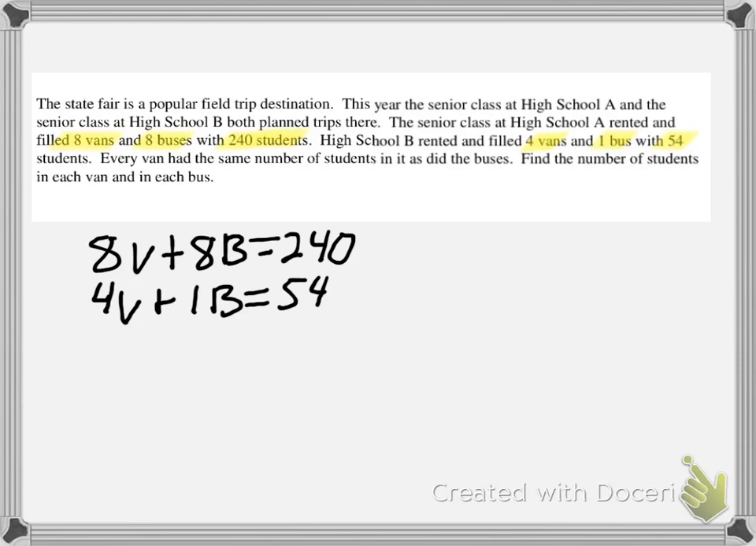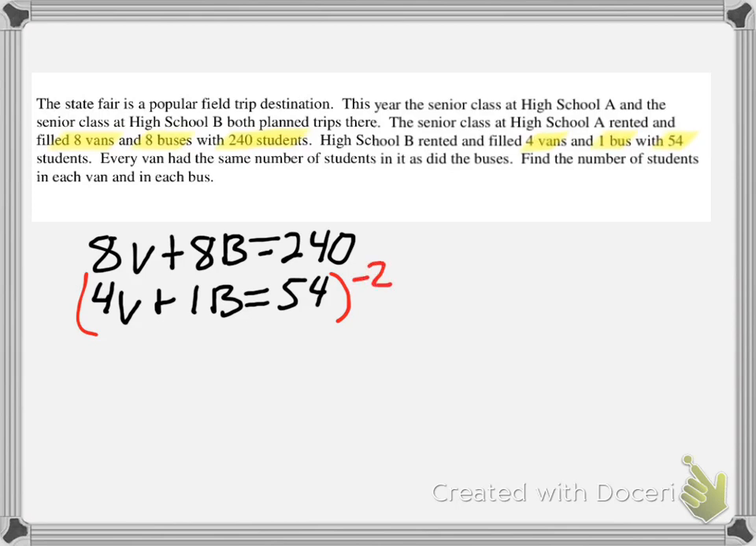Alright, so now we have our system word problems, and we want to go through and solve for our system. So in this one, again, it doesn't matter if you want to cancel out your V's or your B's. This one, I think I'm going to cancel out my v's. So I have an 8v at the top, and I could very easily make the bottom an 8v. I would just have to multiply everything by -2.